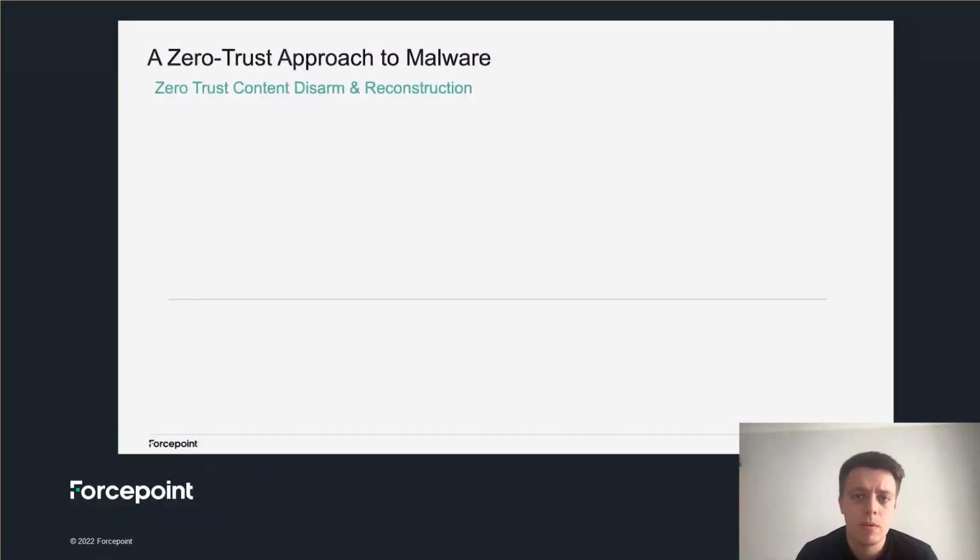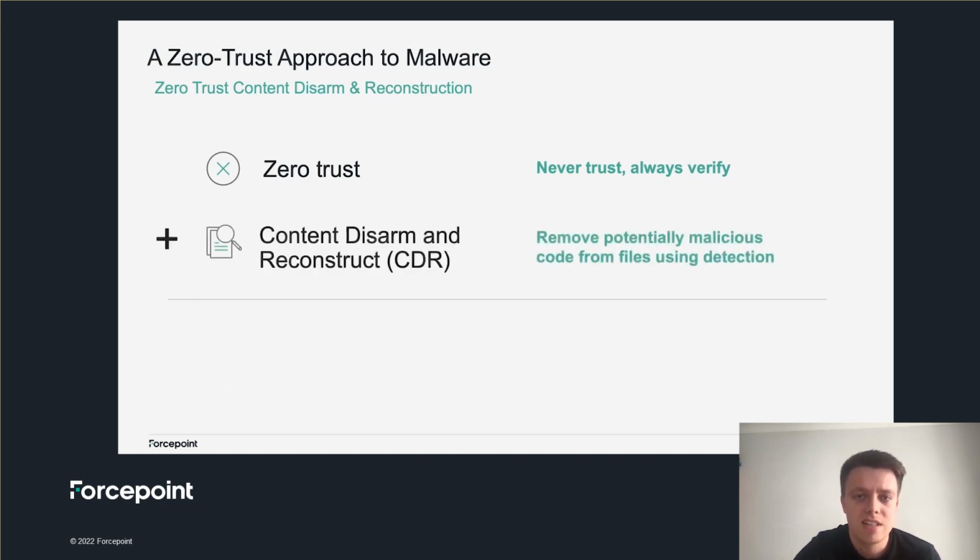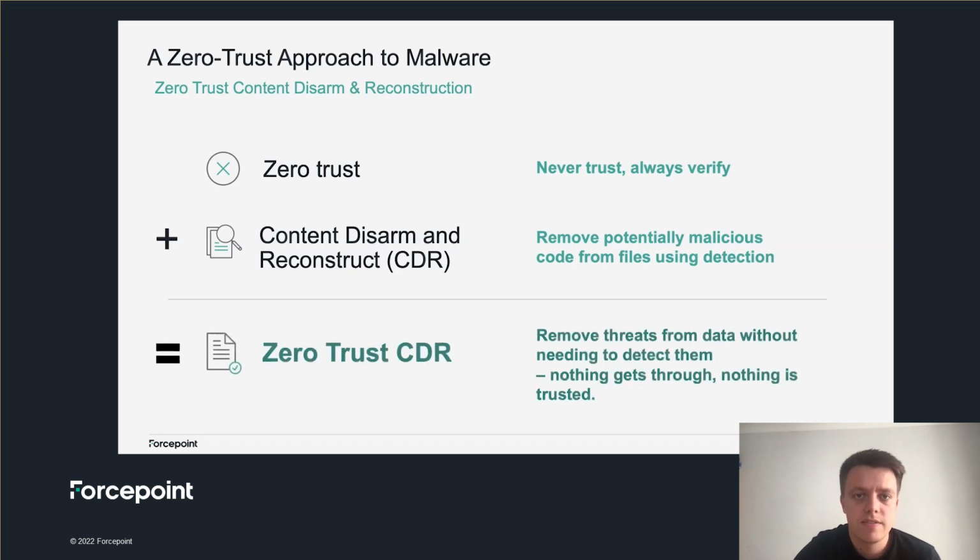Zero Trust content disarm and reconstruction is made up of two key industry terms, the first being Zero Trust, the concept that you should never trust and always verify, regardless of whether you believe the data you have received has come from a trusted source. And the second term is content disarm and reconstruction. This technology uses detection to remove potentially malicious code from files. Combine these two terms to accurately define the technology that is Zero Trust content disarm and reconstruction, or Zero Trust CDR for short.